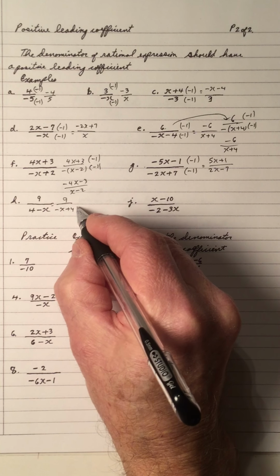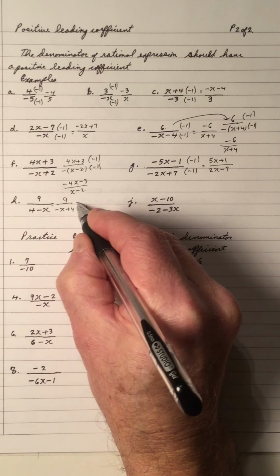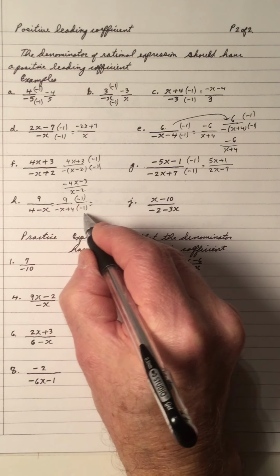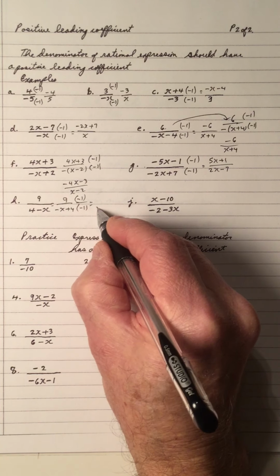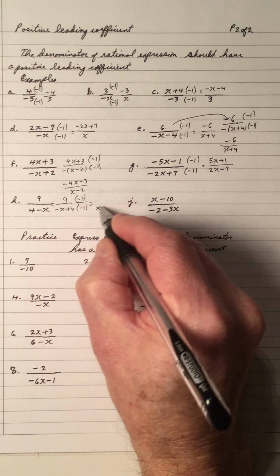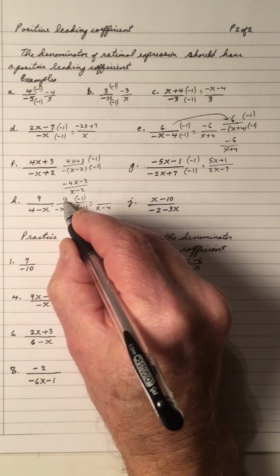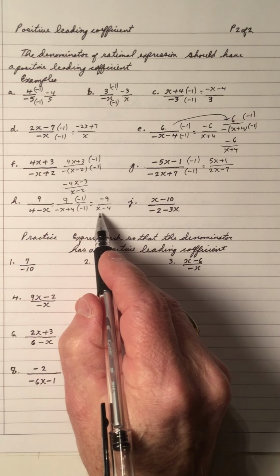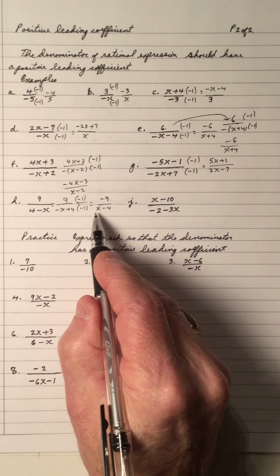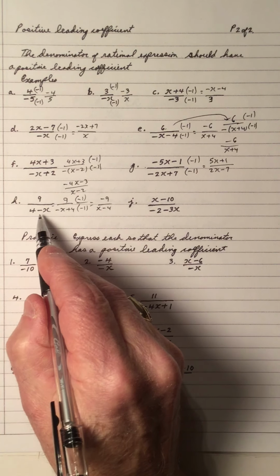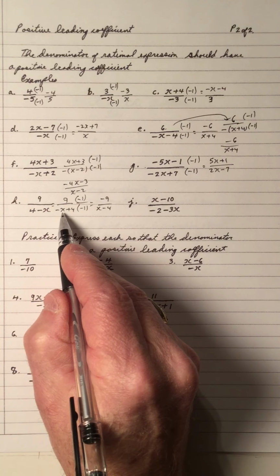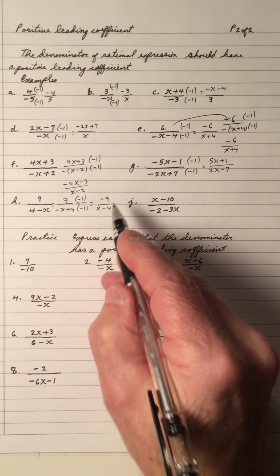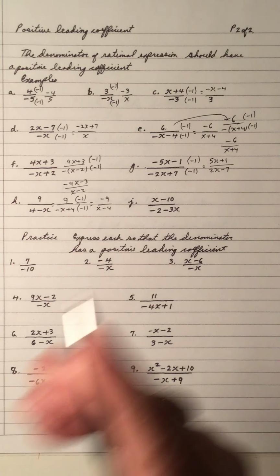Now, if you multiply the bottom by negative 1 and the top by negative 1, that gives you negative 1 times negative x is plus x, negative 1 times plus 4 is a minus 4, and 9 times negative 1 is negative 9. So notice the denominator in descending order got a positive leading coefficient. So change this around first, get the negative, and then multiply the denominator by negative 1 and the numerator by negative 1. Here's your positive leading coefficient.